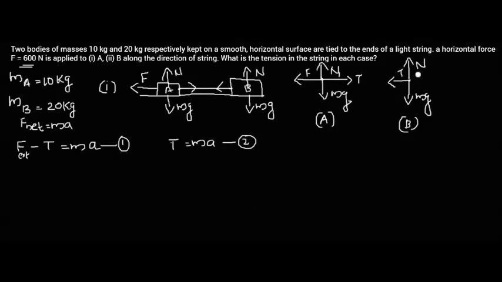We applied Newton's second law on block B. We are taking only the horizontal direction. The vertical direction we are not applying. Along the vertical direction, N is equal to mg. No acceleration along the vertical direction.